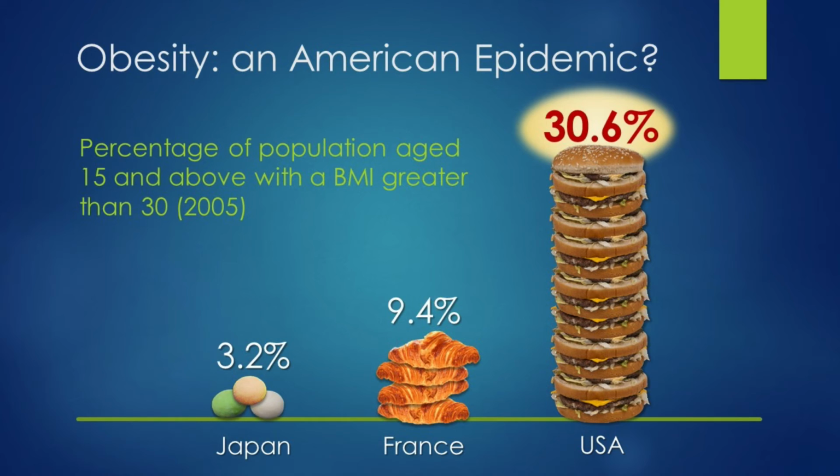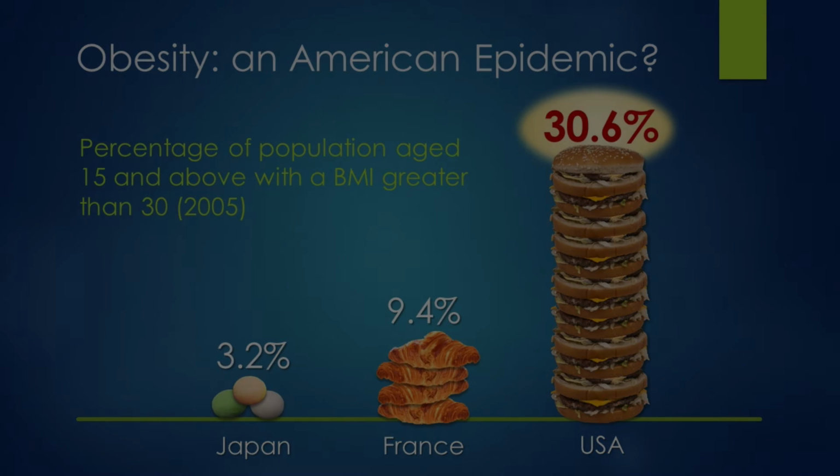Finally, I thought it would be fun to substitute some food for the columns where the food stack is as high as the column used to be. On the left, we start out with Japan with some mochi, which is a Japanese sweet. Then in France, of course, we have the croissant. And in USA, we've got this massive stack of hamburgers. And you can see that the number has been made really prominent in this makeover.